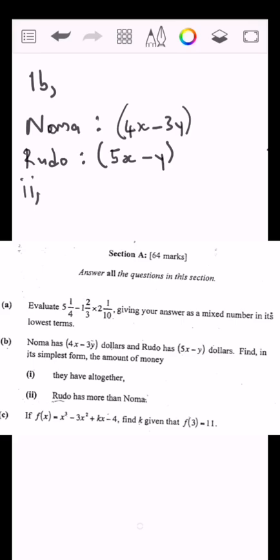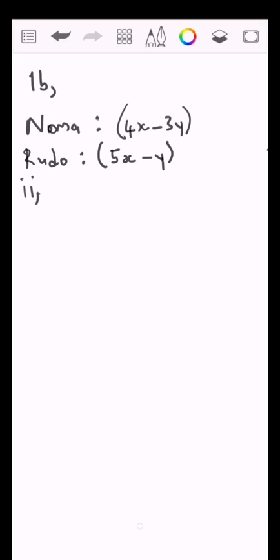So let us go back to what we said earlier, in case you are not seeing clearly or do not understand what to do. Take a real world example. We want how much more money Rudo has than Noma. Say Rudo has $9 and Noma has $5. To get the difference, to find how much more money Rudo has than Noma, it's simply 9 minus 5. So this is what we are going to apply here in algebra.